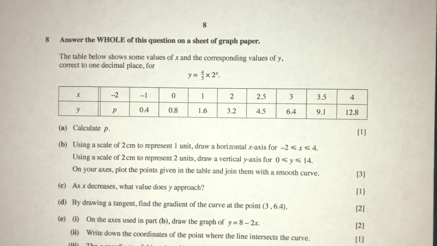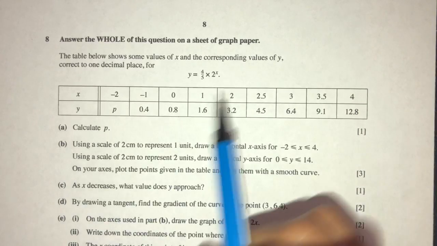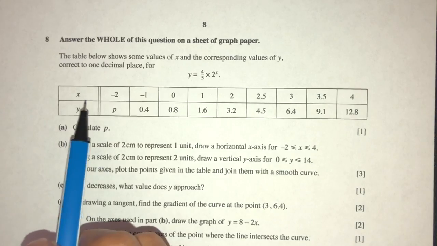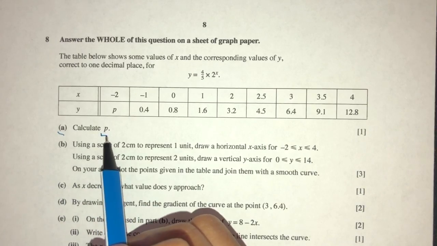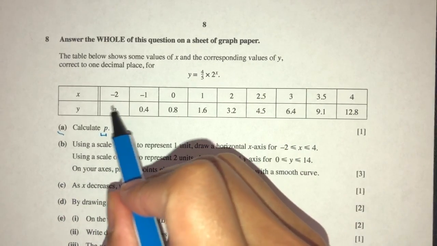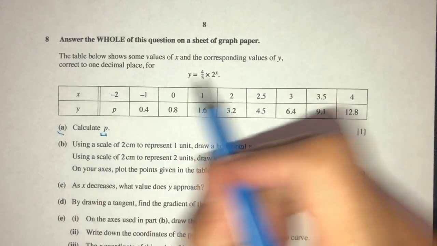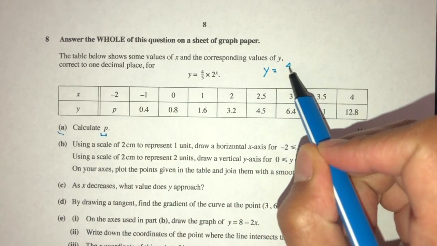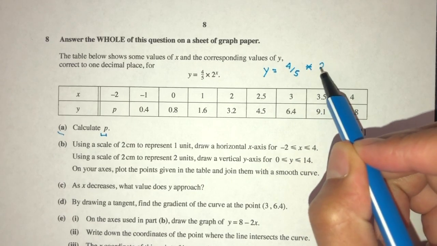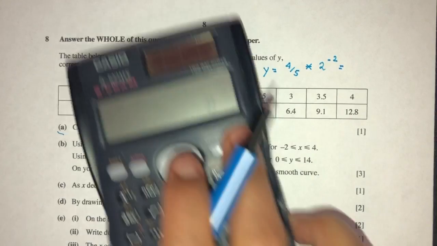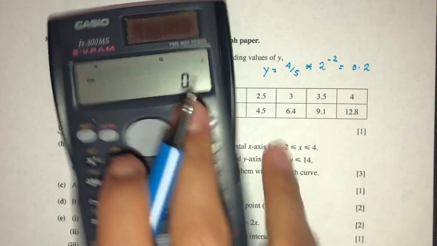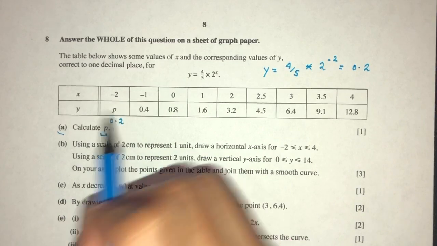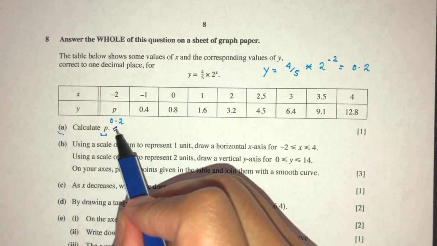Correct to one decimal place, for this equation, y equals 4 over 5 times 2 power x. Now for these values of x, we have these corresponding values of y. Part 1, we have to find the value of p. The value of p is the value of y when x is equal to minus 2. So y will be 4 over 5 times 2 power minus 2. So what is 2 power minus 2? This times 4 over 5 should be 0.2. So the value of p will be this, that is part 1 done.